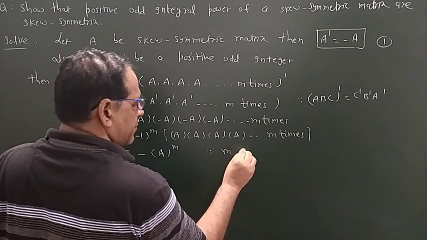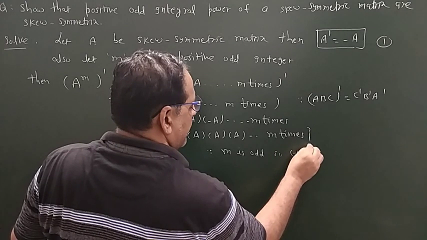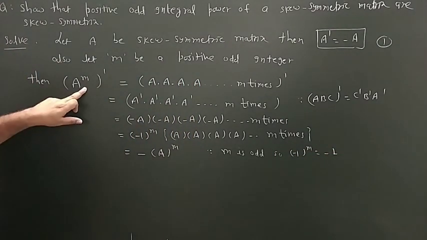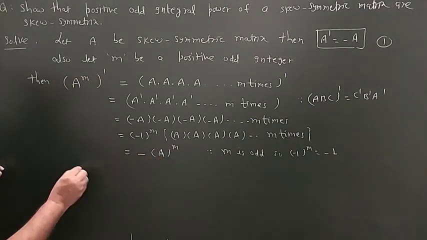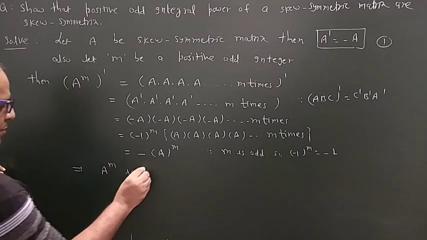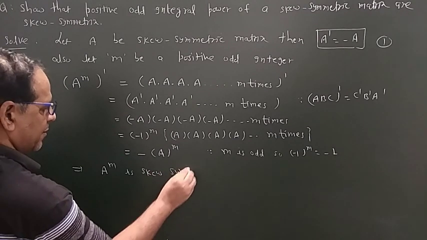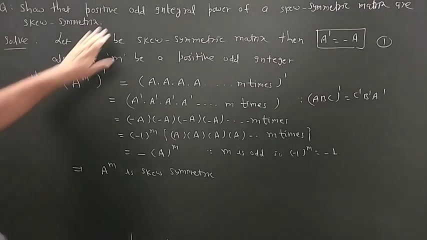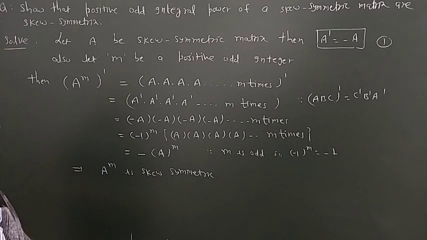M is odd, so (-1) to the power m become minus 1. So here the transpose of A to the power m is equal to minus A to the power m. This shows that A to the power m is skew symmetric. So in this question we want to prove that odd integral power of a skew symmetric matrix are skew symmetric.